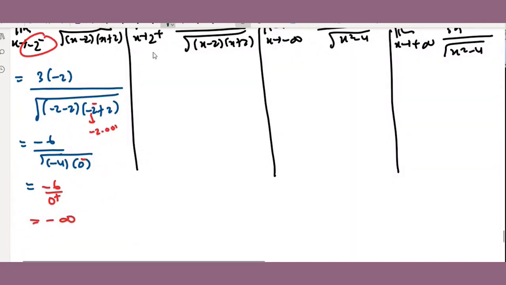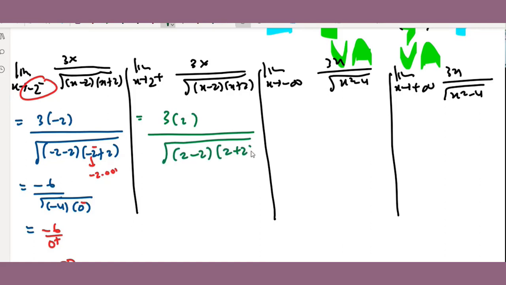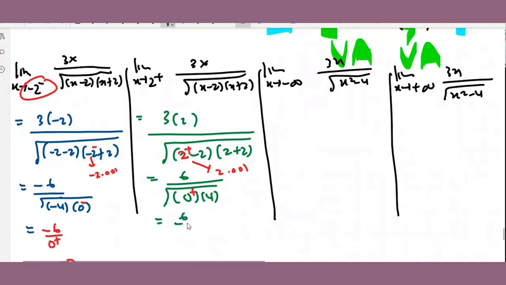Next, for 2 on the right, 2 minus 2 gives 0, the problem, and the numerator gives 6 over. Take 2.001, which is more than negative 2 and more than 2, so the value is positive. If it were negative it would be undefined. So 6 over 0 positive gives positive infinity.